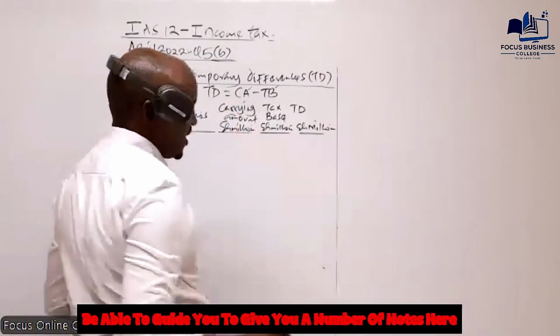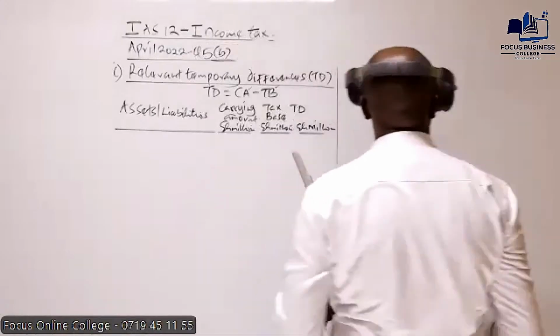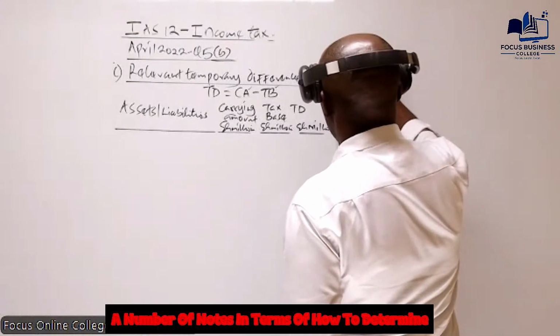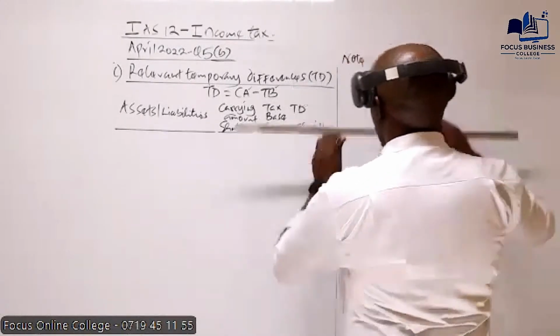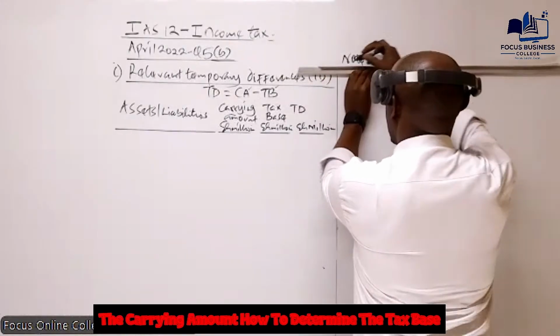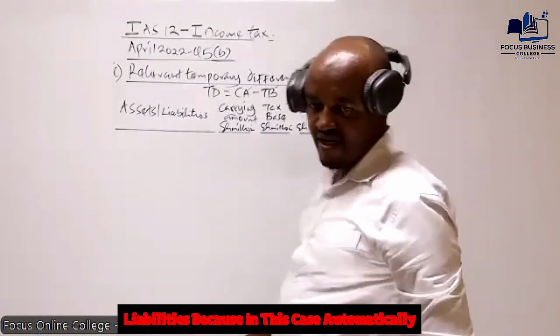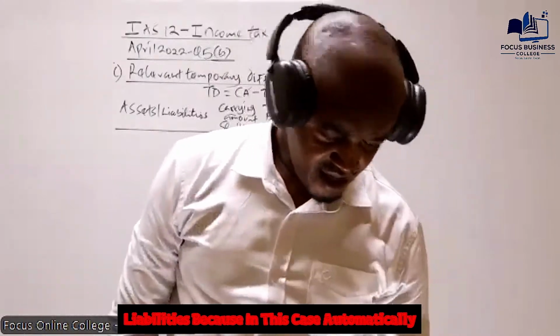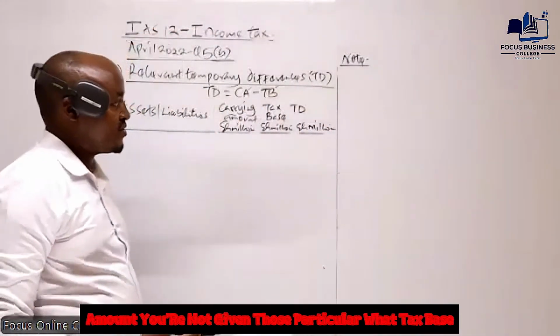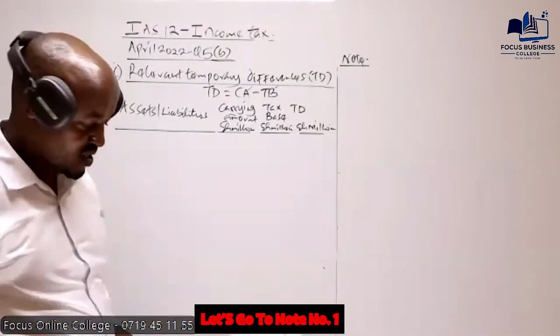I'll basically be able to guide you, to give you a number of notes in terms of how to determine the carrying amount and how to determine the tax base of the various items of assets and liabilities. Because in this case, you're not given the carrying amount, you're not given the tax base. Let's go to note number 1.